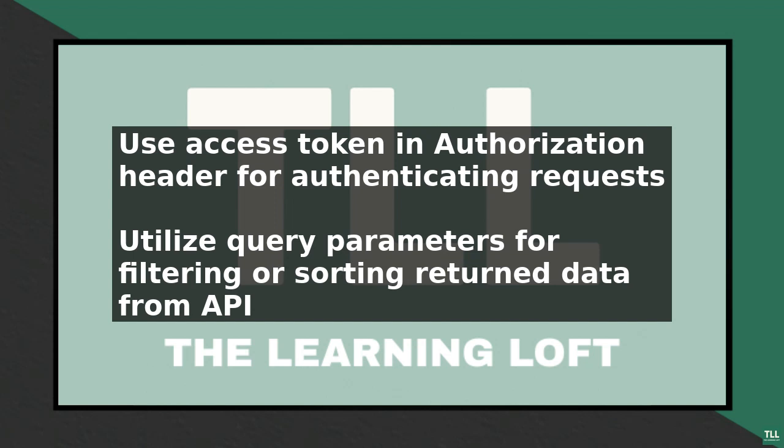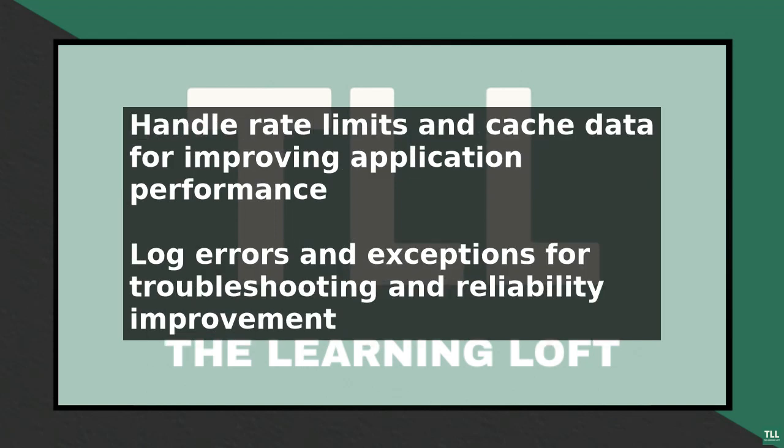Best practices for integrating the Bill.com API include handling rate limits, caching data, and logging errors. The Bill.com API has rate limits on the number of requests you can make per minute and per day, so make sure to handle these limits in your application. You can also cache data returned by the API to reduce the number of requests and improve performance. Finally, log errors and exceptions to troubleshoot issues and improve the reliability of your application.